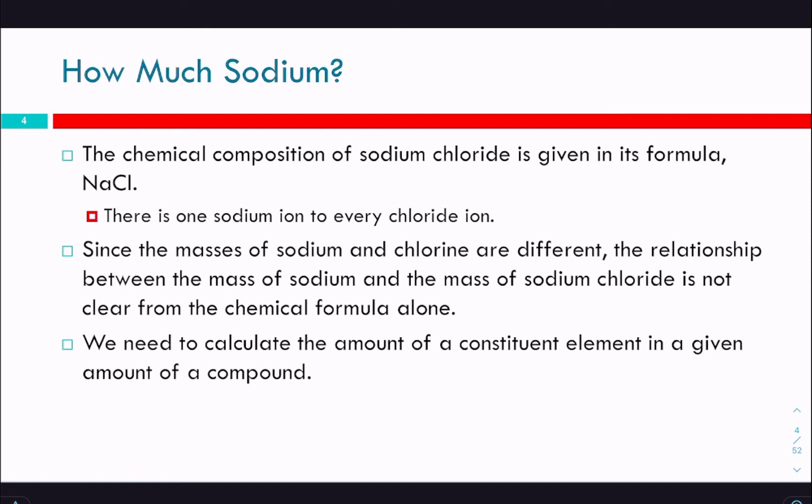We can't say that if we had 10 grams of sodium chloride, it would equal 5 grams of sodium plus 5 grams of chlorine. We don't know how much it is. We'll get to how you can calculate it later. So we need to calculate the amount of a constituent element in a given amount of a compound, and that'll be dependent on its mass, or its formula mass.